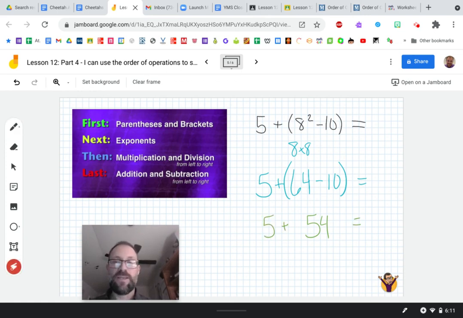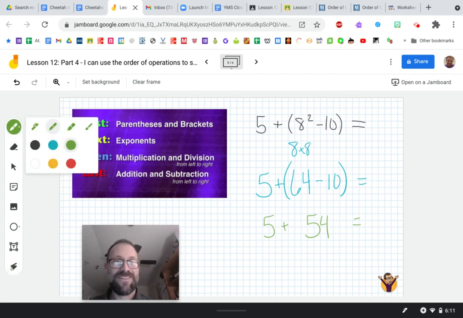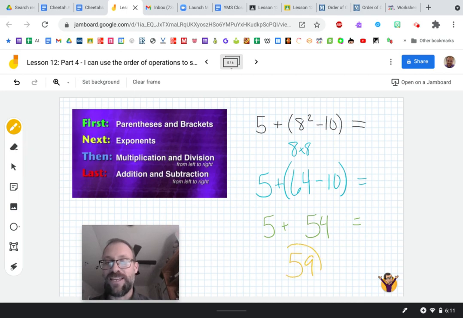And now we have one final step left, addition. Do you know what 54 plus 5 is? Show me. You got it. 54 plus 5 is 59. So 5 plus 8 squared minus 10, in parentheses, is equal to 59. All right, exponents come before multiplication, division, addition, and subtraction.